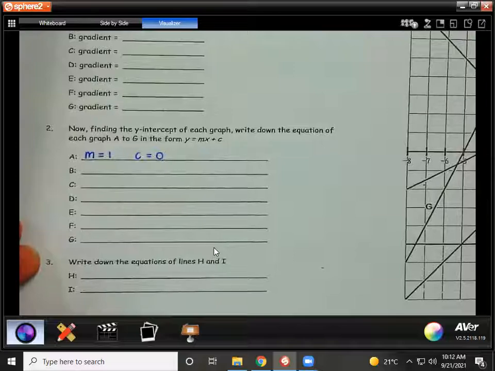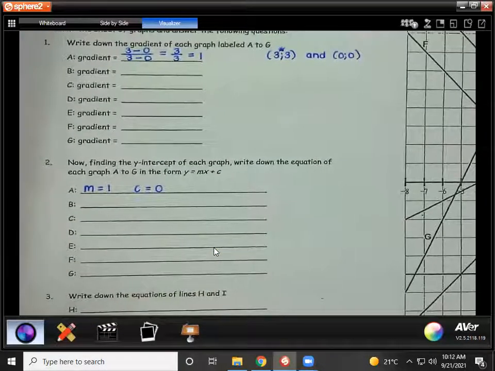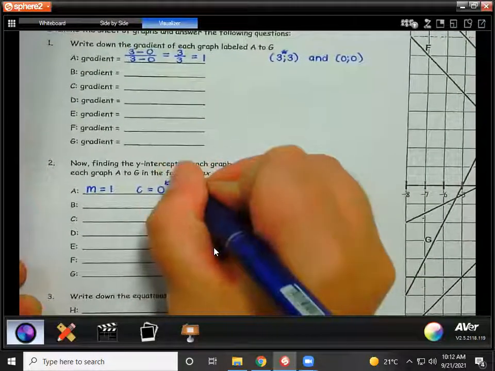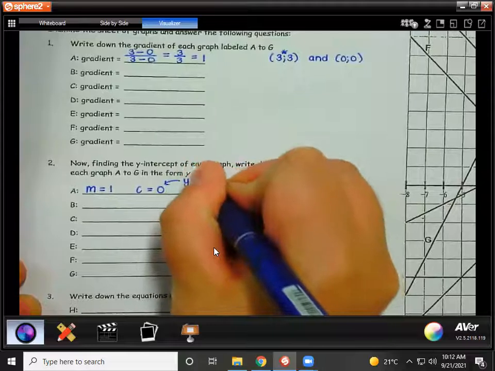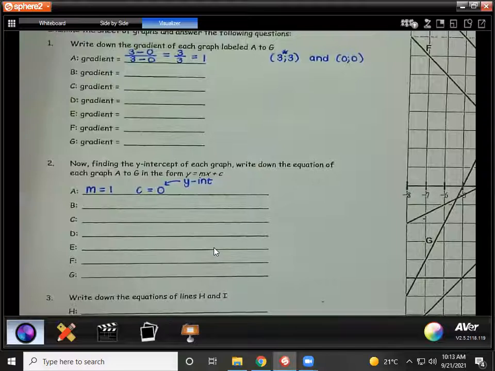Your m, that's the gradient that you calculate in question 1. C, you're going to have to look at the graph, at the line, and see where it cuts the y-axis. This value is the y-intercept. So you're going to have to go to the line and read that off. But now they're saying we actually have to write the equation. Okay, so that's something different now.